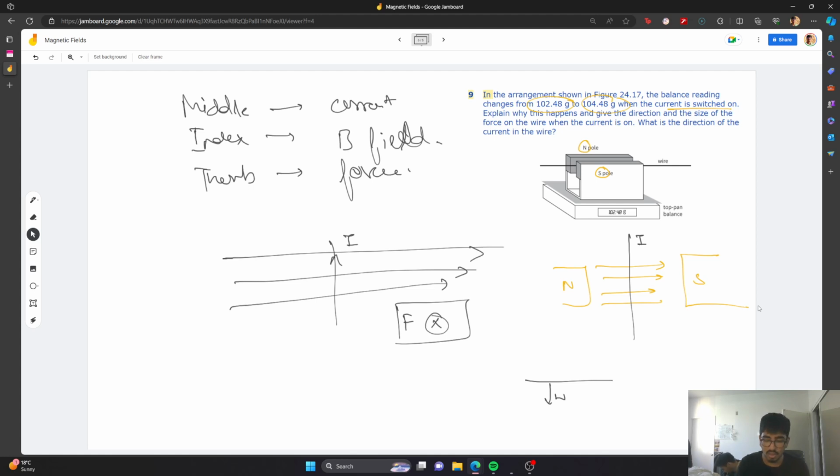and the size of the force on the wire, right? So because the weight is changing from 102 to 104, that means the weight is increasing. That means there must be an additional force that is induced by the magnetic force on the wire, and that force is given by IBL, right?